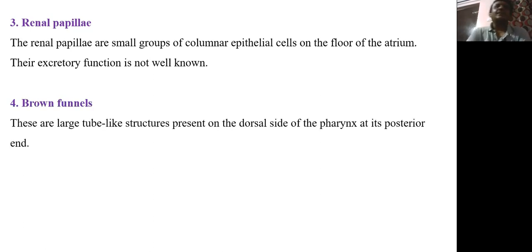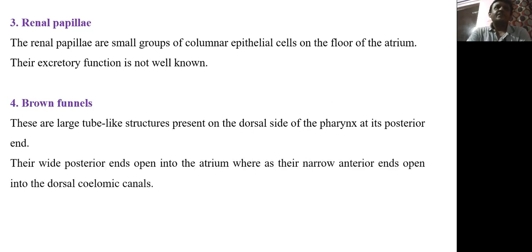These are large tube-like structures which are present on the dorsal side of the pharynx at its posterior end. That means at the posterior end of the pharynx, it contains such large tube-like structures on the dorsal side. These tube-like structures have a wide posterior end which opens into the atrium, whereas the tube has a narrow anterior end which opens into the dorsal coelomic canal. So this tube, the brown funnel, has two ends, anterior and posterior. The posterior end has a wide, funnel-like opening, and the anterior end is narrow.